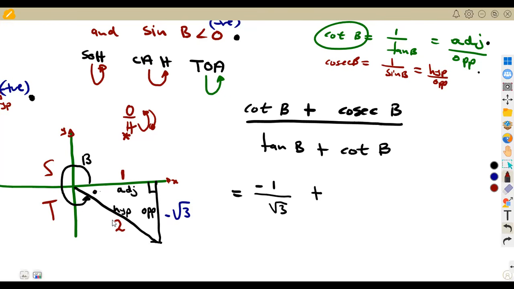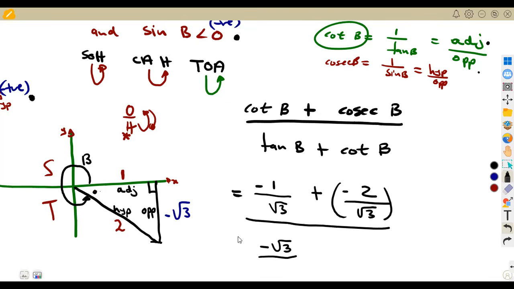Our hypotenuse is 2 in this case, over the opposite, which is minus square root of 3. So we are back again to that condition of a negative, so we write the negative on top: minus 2 over the square root of 3. Everything over tan of B. Tan of B is opposite over adjacent, so minus the square root of 3 over 1, plus the cot of B. We said it's going to give us minus 1 over the square root of 3.